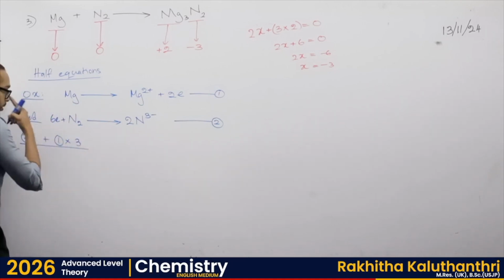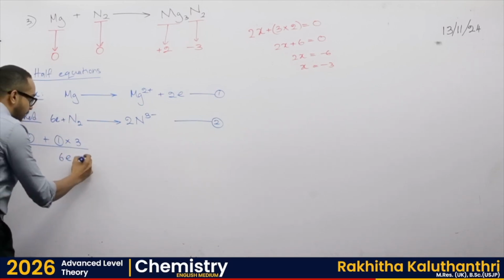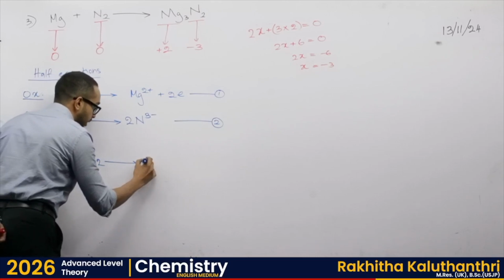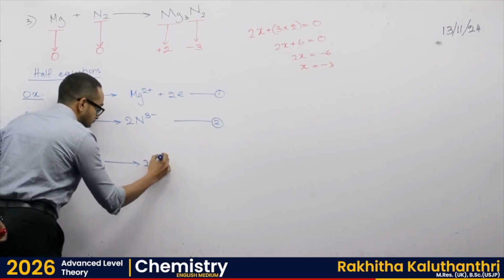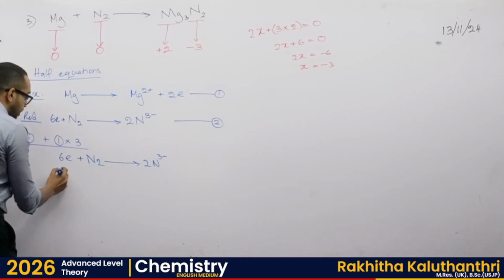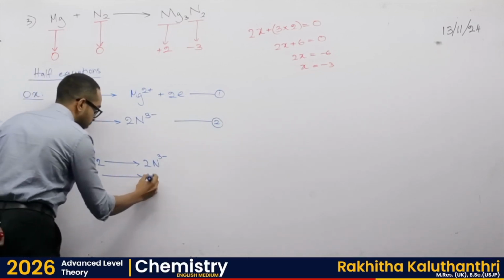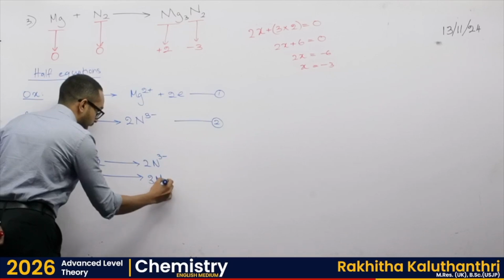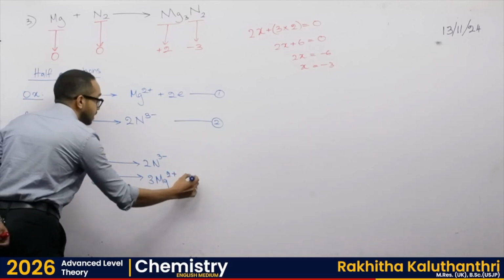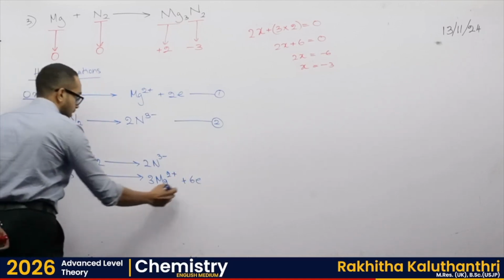So we can see, I'll just write it again for your benefit, but you don't have to if you know what the final answer is going to be after writing this. So 1 multiplied by 3 would be 3 magnesiums turning into 3 Mg2+, releasing 6 electrons. 6 electrons gained, 6 electrons released.